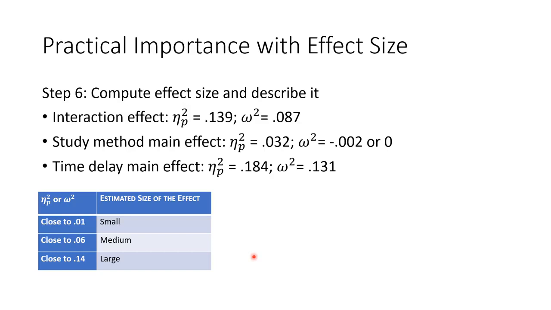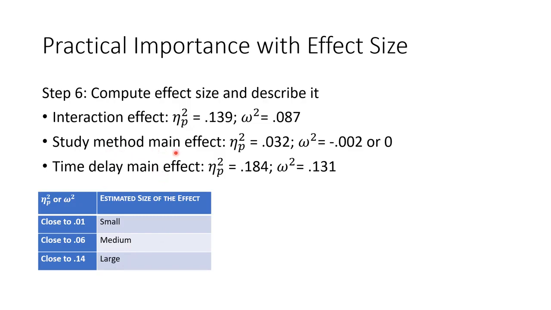If you can, it's good to use omega squared rather than partial eta squared, because omega squared is a more accurate estimator of the effect. Partial eta squared tends to overestimate the size of the effect, and you can see that reflected here when you compare them. Omega squared is always going to be a little bit less. When you talk about the interaction, the omega squared is suggesting that it's somewhere between a medium and large effect.